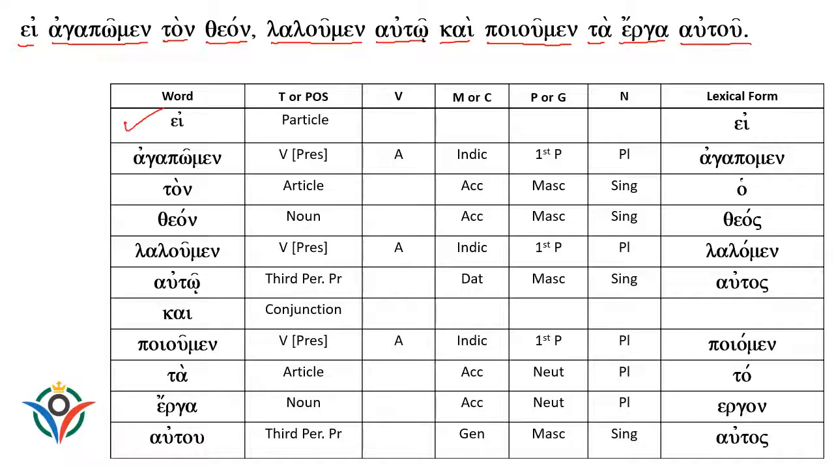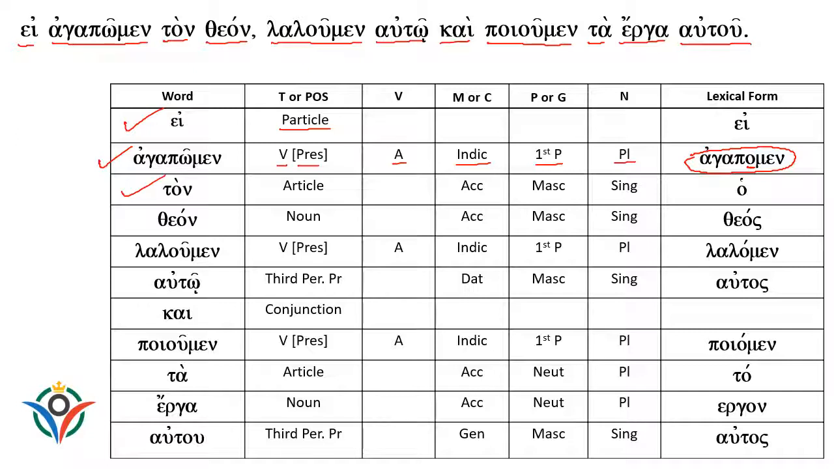The first one is ei. This is a particle meaning if. Next we have agapomen. This is a verb. It's a present tense, active voice, indicative mood, first person plural. Alright, and I've put in the lexical form there for you so you can see that the contract vowel was the omicron. Alright, so agapomen means we are loving.